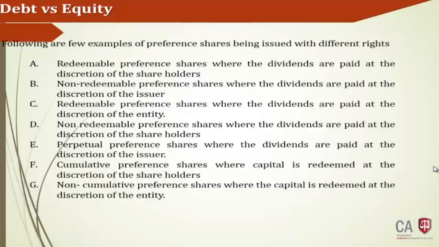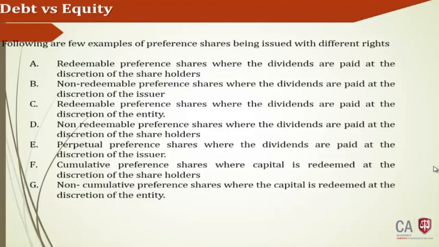Redeemable preferentials where the dividends are paid at the discretion of the shareholder. Redeemable explains how capital is repaid. Capital repayment has debt characteristics. I made a mistake. Yes, capital repayment has debt characteristics and dividends are paid at the discretion of the shareholders. So, that is what you need to elaborate now.